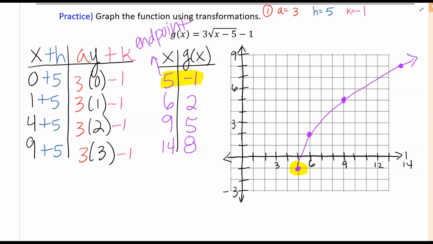Don't forget your end point. You should not have an arrow at the end. That should just be an end point. The arrow goes on the other side. And then we would label this as g of x.